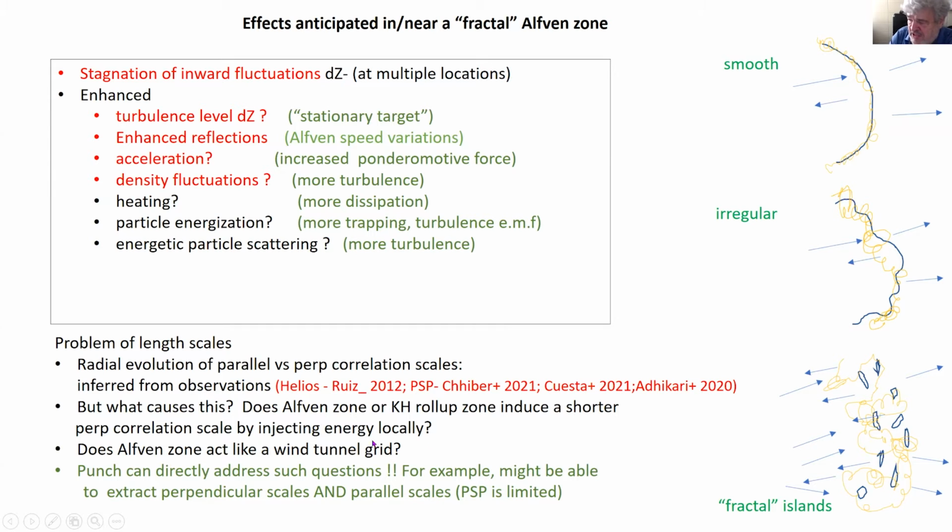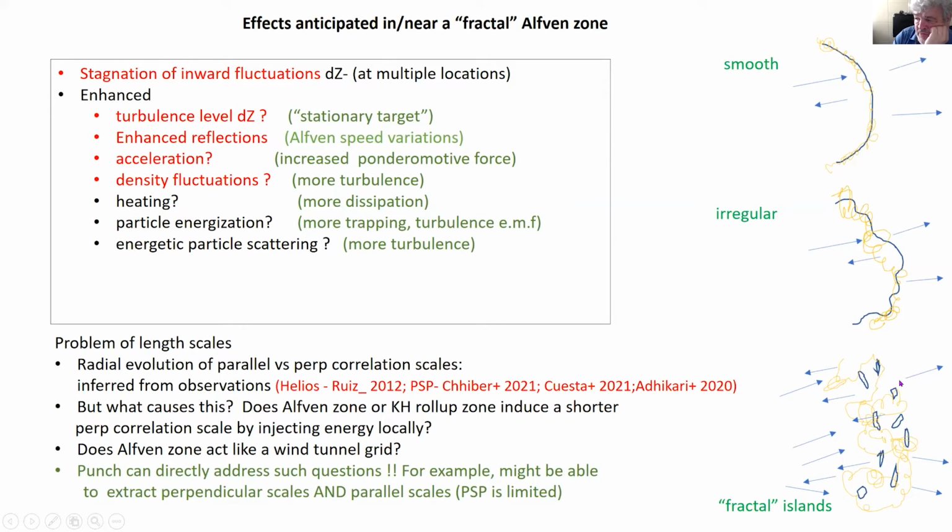And what causes this? Does it come from the Alfvén zone or Kelvin-Helmholtz roll-ups that induce a shorter perpendicular scale by injecting energy in some kind of region, like one of these three? Or does the Alfvén zone act like a wind tunnel grid? If so, if it enhances turbulence, is PUNCH going to see this?